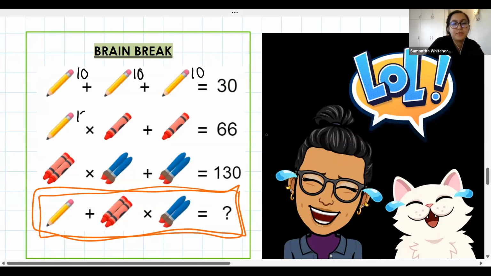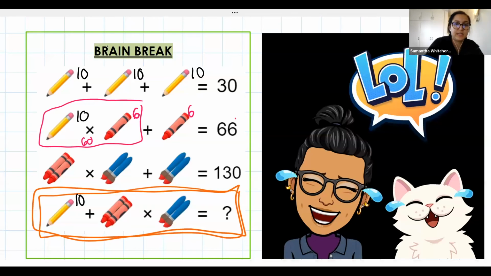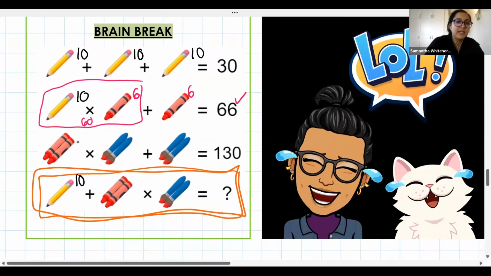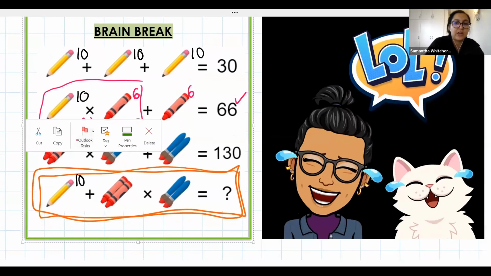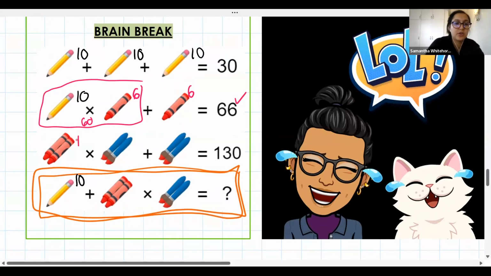If I now move to my second step, we've got 10 times the crayon, plus that same crayon must be 66. So I know that my crayon is 6 because 10 times 6, remember we do BODMAS, is 60, plus 6 gives me 66. Now, when I see a double crayon, I have to double its value. So if 1 crayon is 6, 2 crayons is 12. So now I know double crayons is 12.